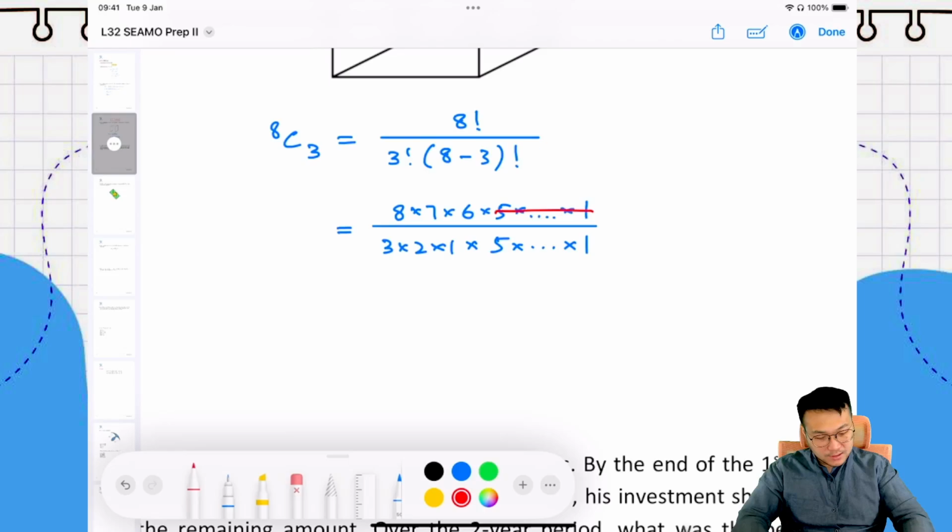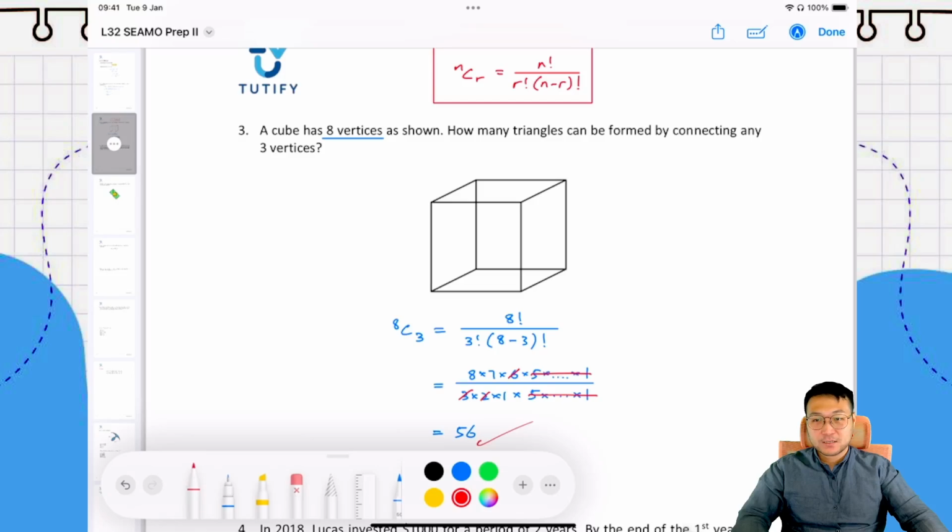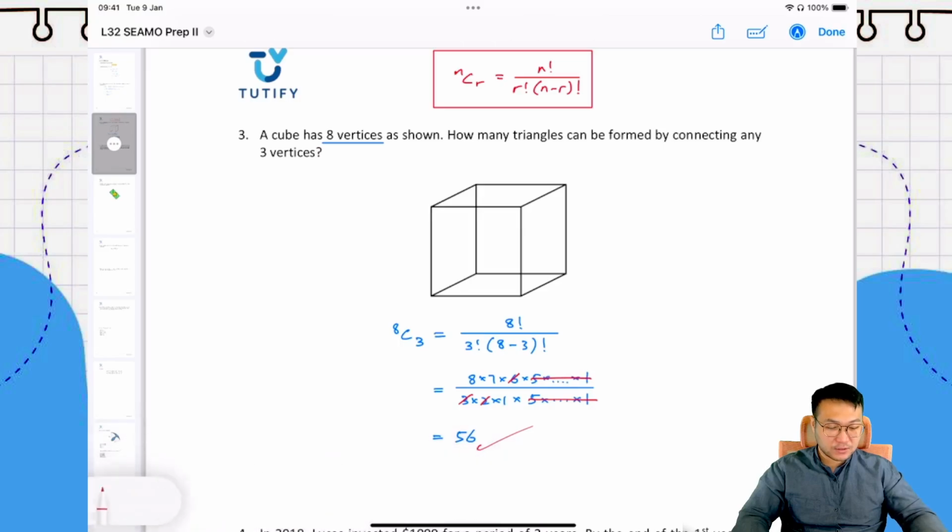Straight away, this cancels out. And then you have 2 times 3 is 6. So 2 times 3 can cancel out 6. You are left with 8 times 7, and that is our answer. So simple, right, students? Just follow the formula and you get the answer. There are 56 different triangles that you can form by choosing 3 points out of all these 8 different points. Anyone have questions about this?